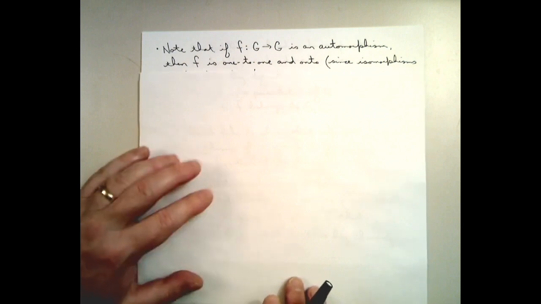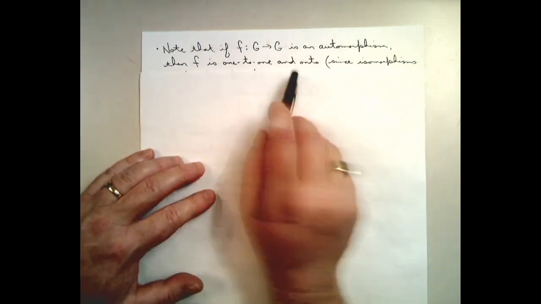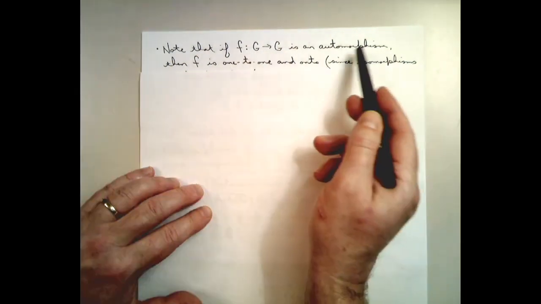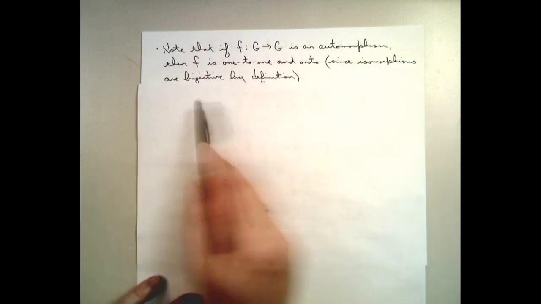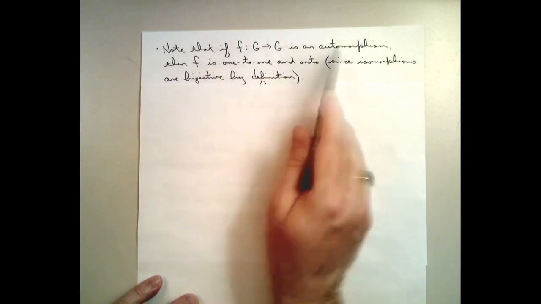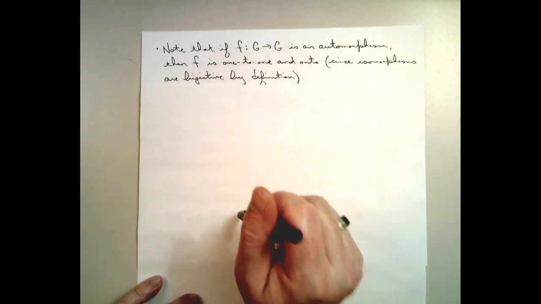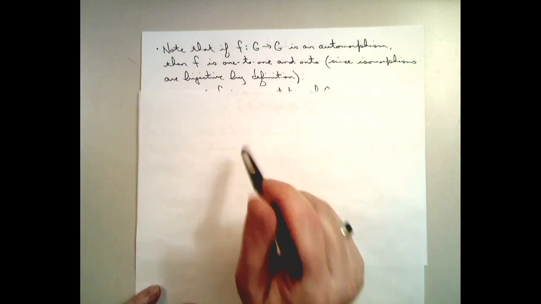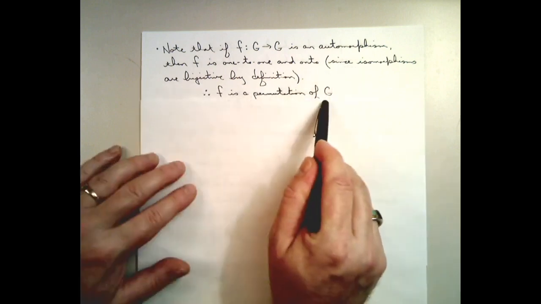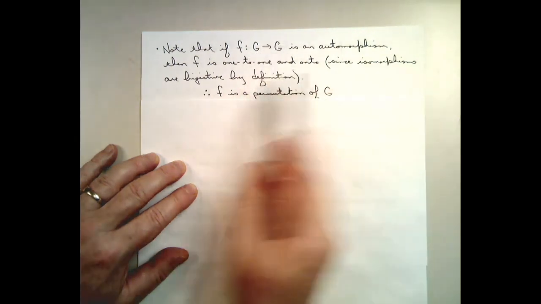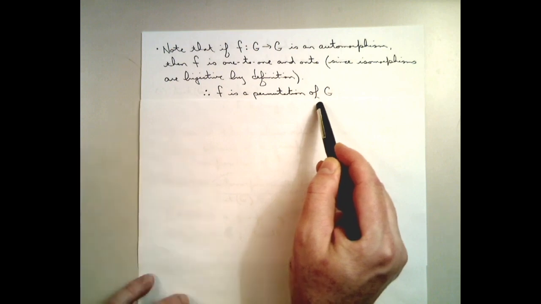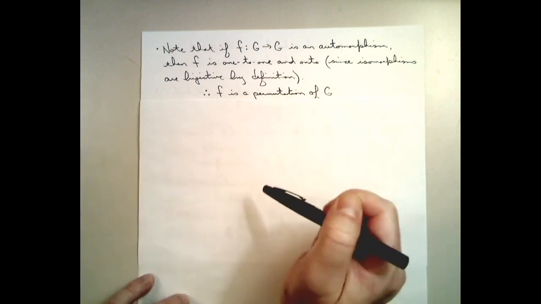I want you to observe that if F is an automorphism, then right away F is one-to-one and onto. Why? Well, F is an isomorphism, and isomorphisms are bijective by definition. And so any automorphism is going to be a bijection. What that means is that it's a permutation of the elements of G. It's a bijection from G to itself. That's exactly the definition of a permutation of the elements of G. It's going to rearrange the elements of G.